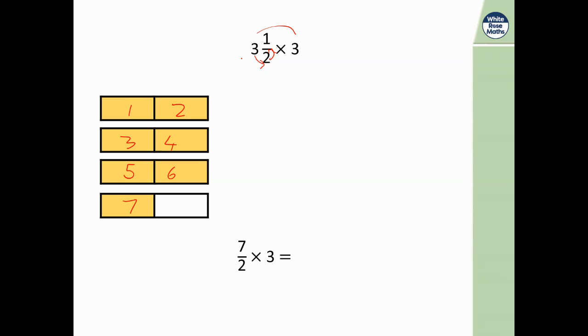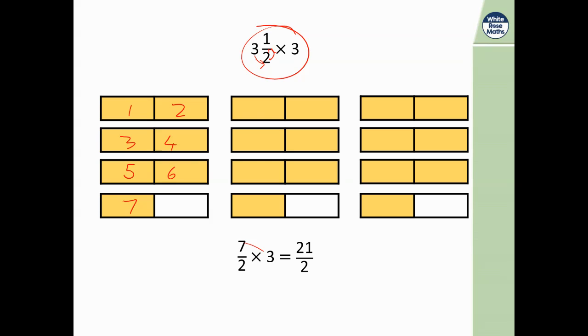So instead of the top method here, we can do 7 halves times 3. And now it's very much the same as what you were doing before. So 7 times 3 first. 7 threes, of course, are 21. But you're still in halves. So you end up with 21 halves.